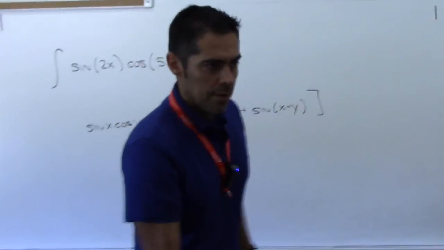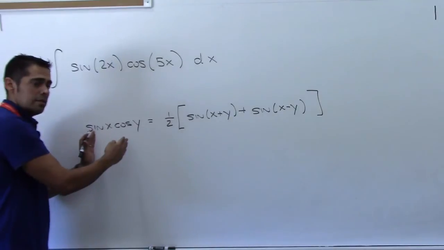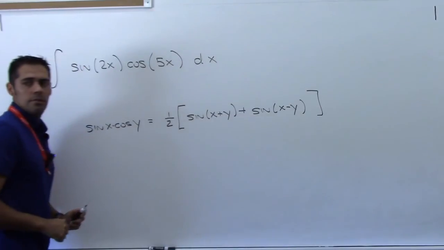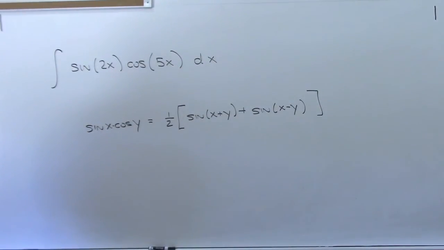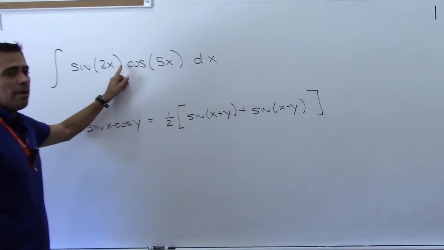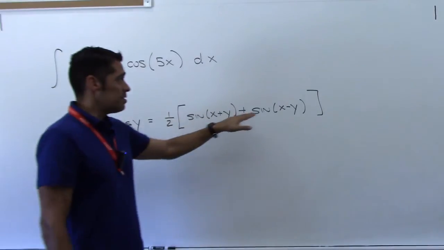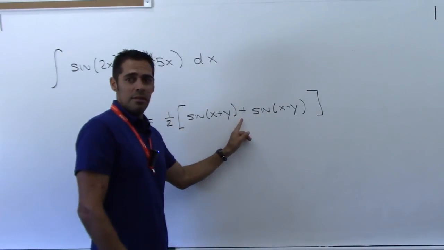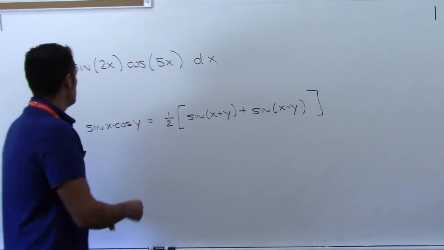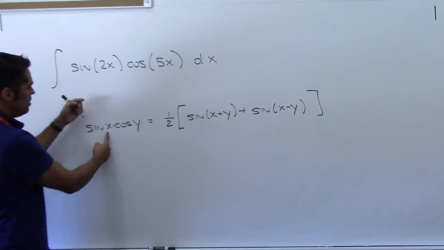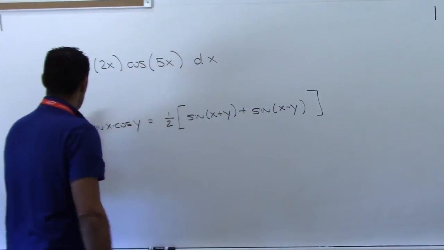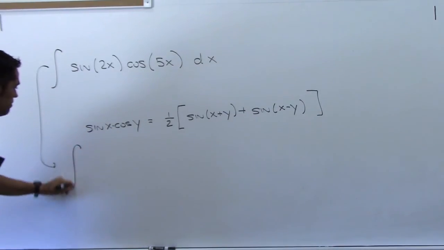This is what we would call a product to sum formula from pre-cal. And the great thing about it is that if you have two trig functions, sine and cosine, being multiplied, then you can split it up and it turns out to be two sine functions with addition, which means you can integrate these individually, which will be easy because it's just sine. So for us, what's x in this formula? 2x, and y is actually 5x.